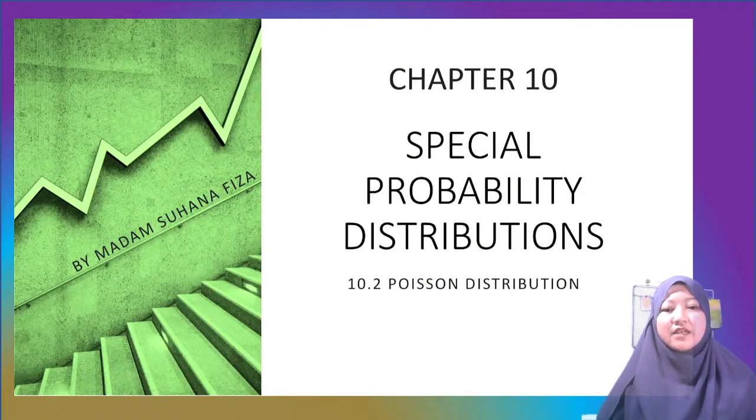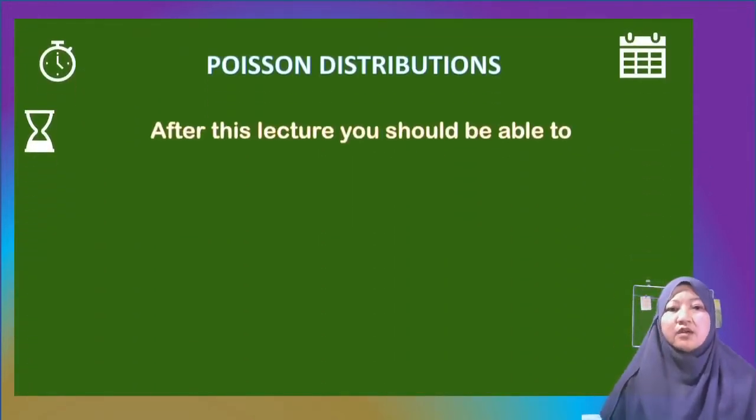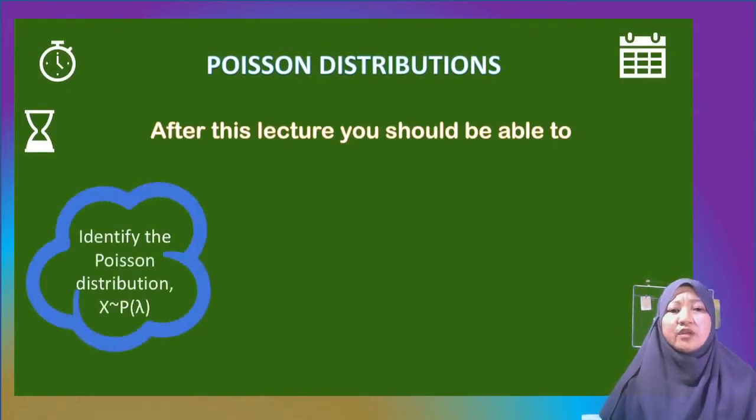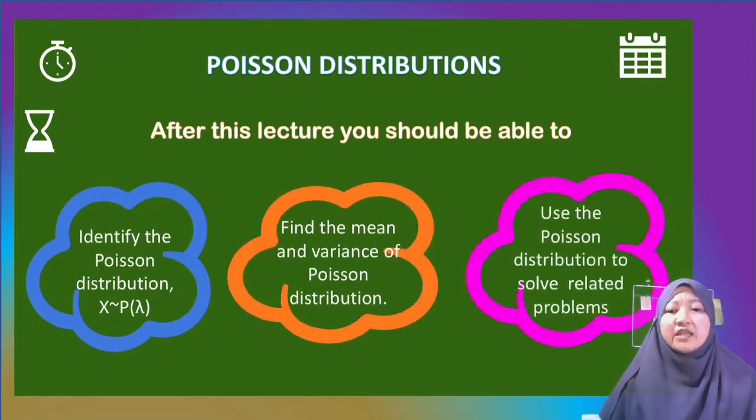Pada hari ini saya akan teruskan lagi Chapter 10 Special Probability for 10.2, which is Poisson distribution. Okay, for this subtopic, after this lecture, you should be able to identify the Poisson distribution. Next, find the mean and variance of Poisson distribution. And the third one, use the Poisson distribution to solve related problems.